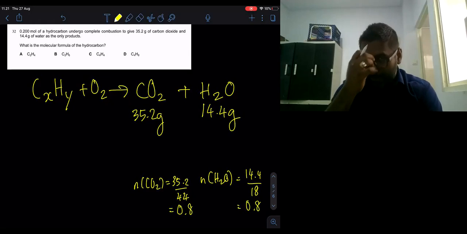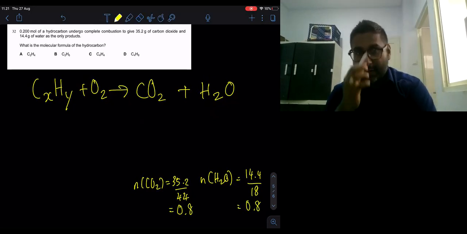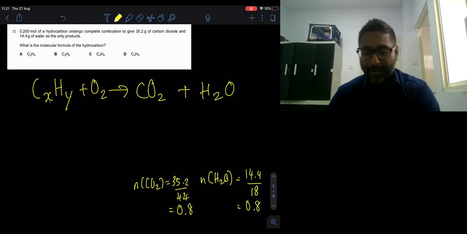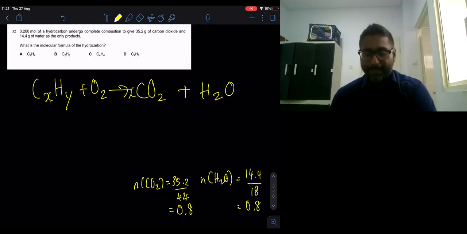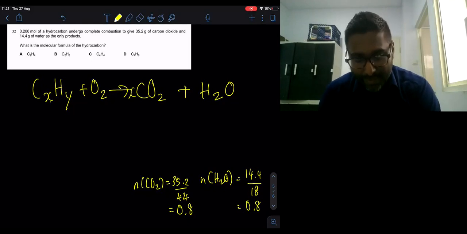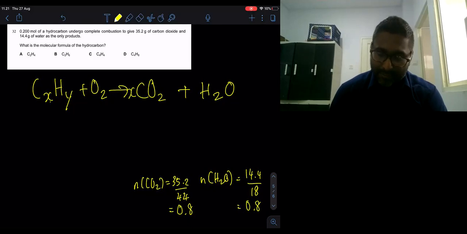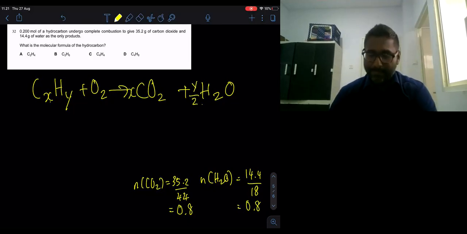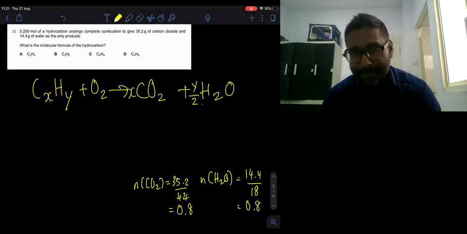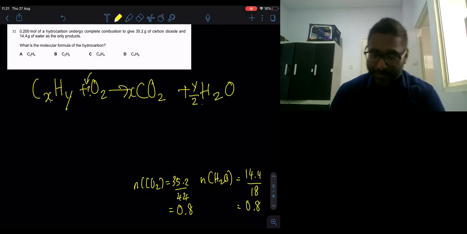Okay, there are so many ways that you can actually do this. But let's see what is obvious over here. I know there's X and Y. So I know carbon must always be X, and then this one is Y. So maybe if I put Y over 2, then I'm going to get Y. Of course I'm not balancing the oxygen yet, so just leave it.